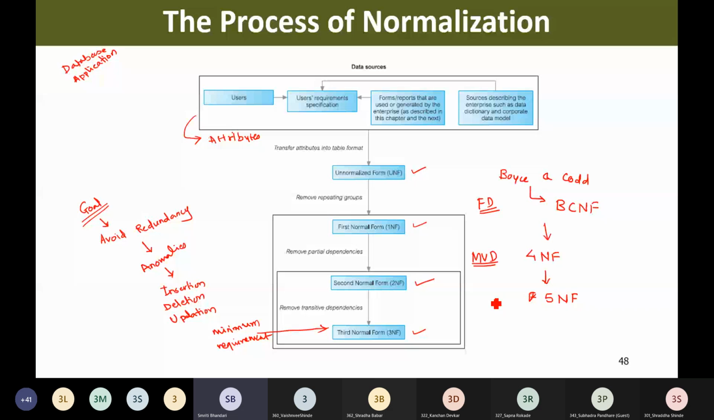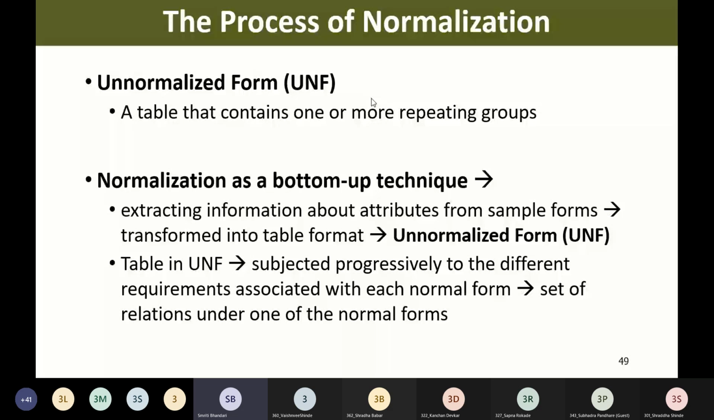Initially, our data is in what we call UNF, right? So a table contains one or more repeating groups in unnormalized form. So the normalization begins with this unnormalized form. This normalization process is actually a bottom-up process, right?